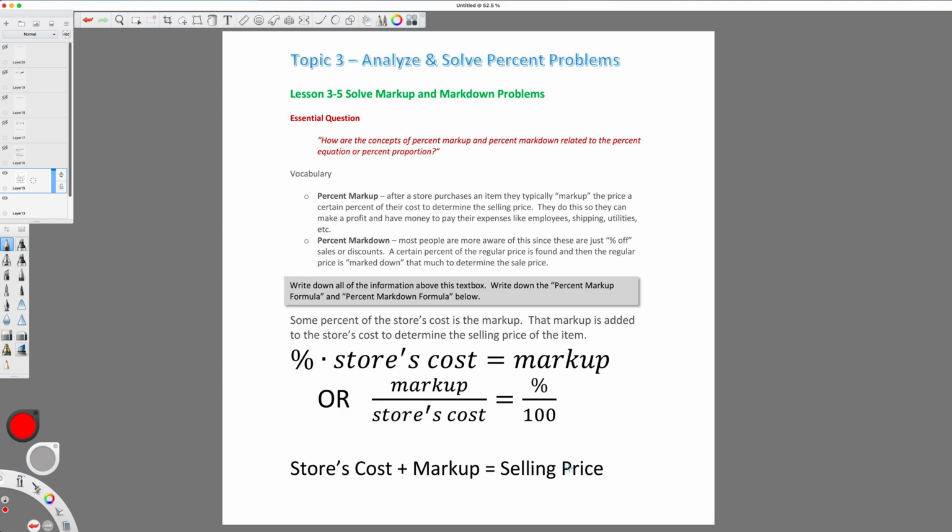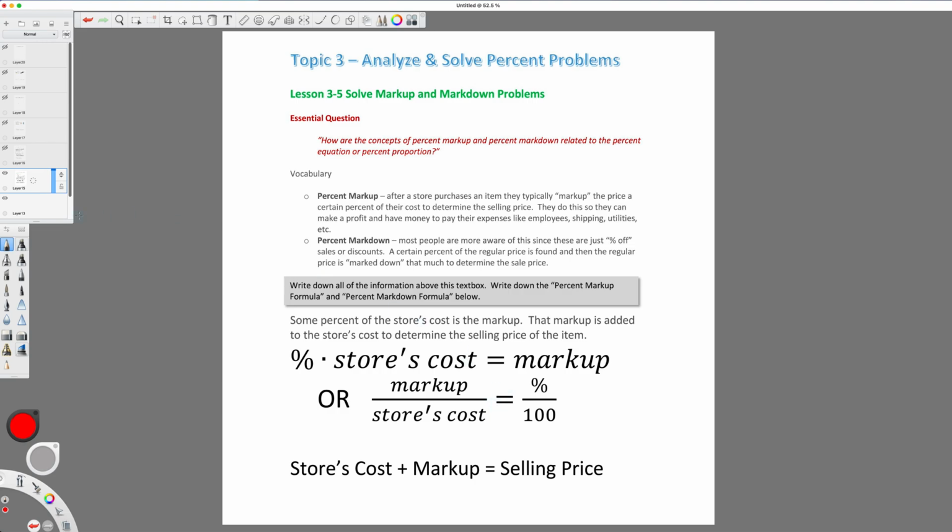If we are told the selling price and the store's cost, we can calculate the markup by saying, okay, how much did they add on? And then once we know that, we can use this percent equation or percent proportion to determine what percent markup they used. And those would be two different kinds of problems that we do.